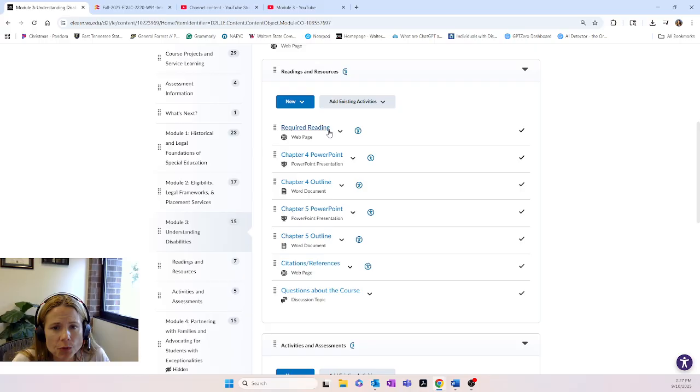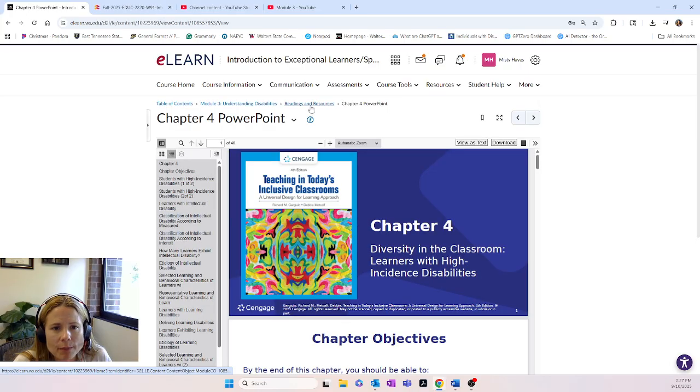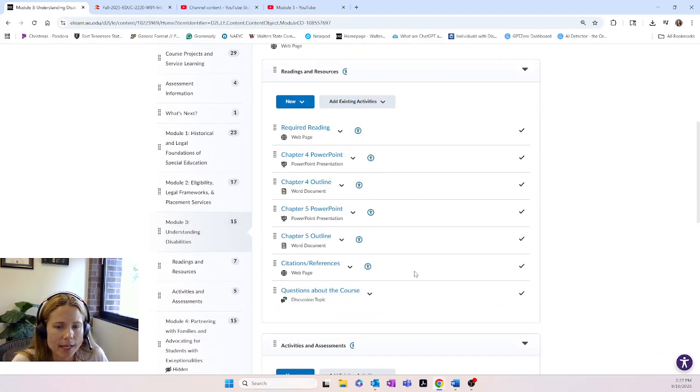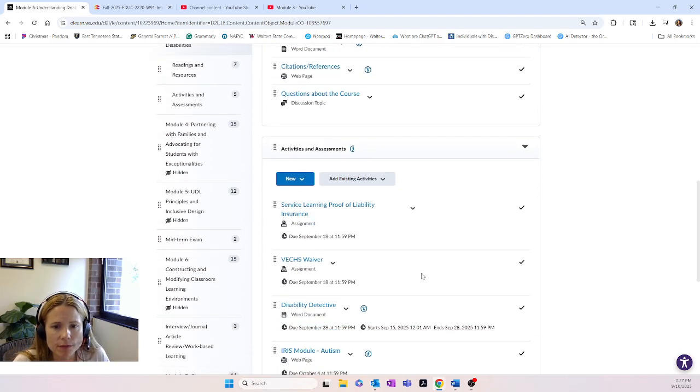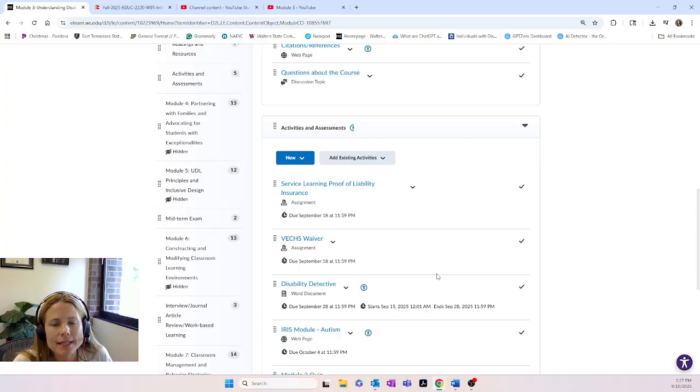Now, as I mentioned, your required reading, you will be reading chapters 4 and 5. I put that in here. These chapters really are going to give you that foundational knowledge and understanding of the two different categories. So, you will have the chapter 4 and chapter 5 PowerPoint slides that go along with the text Teaching in Today's Inclusive Classrooms. Now, as far as your activities and assessments, how am I going to assess you this week?